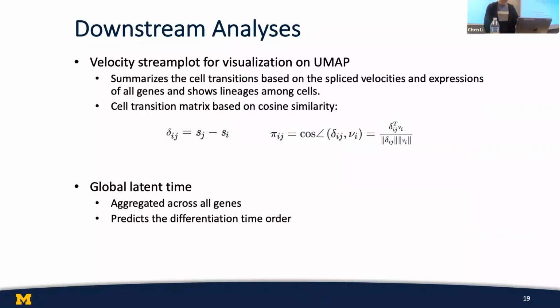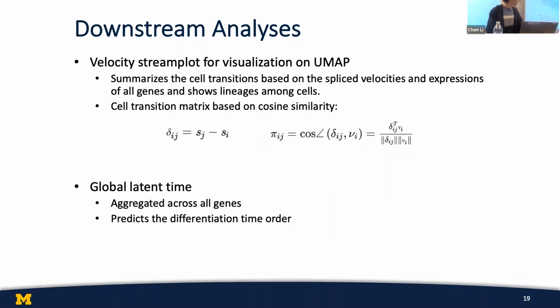There are two important downstream analyses. Both are based on the dynamical model developed by scVelo. The first one is the velocity stream plot. This is usually visualized on the UMAP embeddings of the RNA matrix. This summarizes the cell transitions based on the spliced velocity and the expression of all genes, and this tells the predicted lineages among cells.